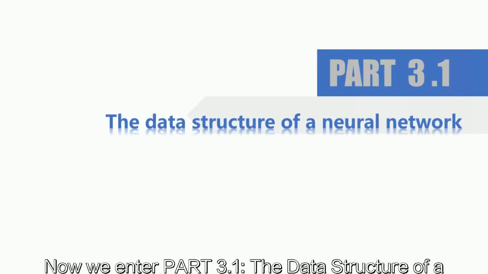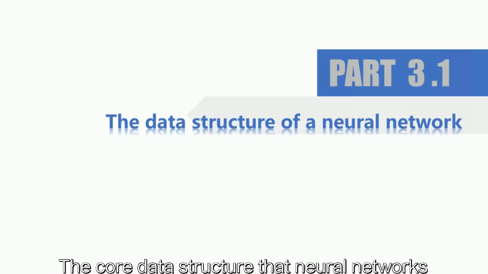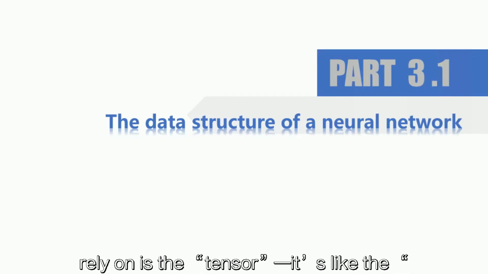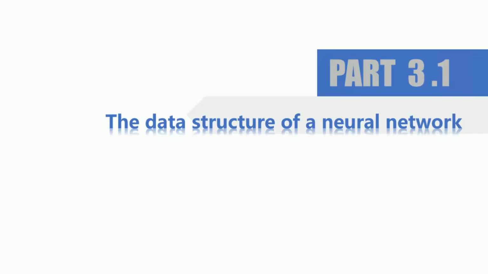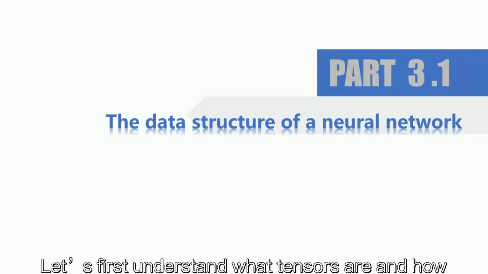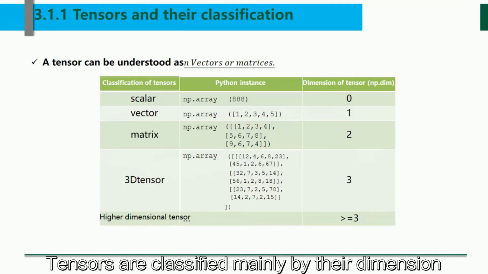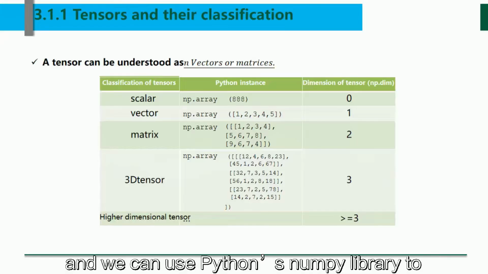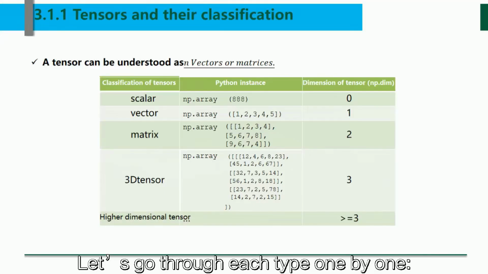Now, we enter part 3.1, the data structure of a neural network. The core data structure that neural networks rely on is the tensor. It's like the building block for storing and processing data in deep learning. Let's first understand what tensors are and how they're classified. Tensors are classified mainly by their dimension, and we can use Python's NumPy library to create their instances. Let's go through each type one by one.